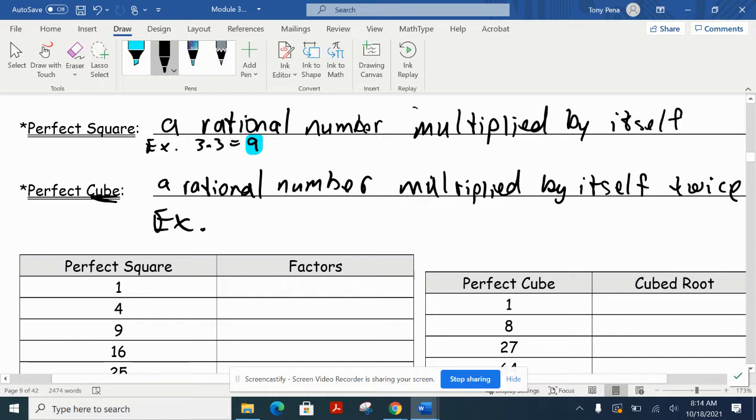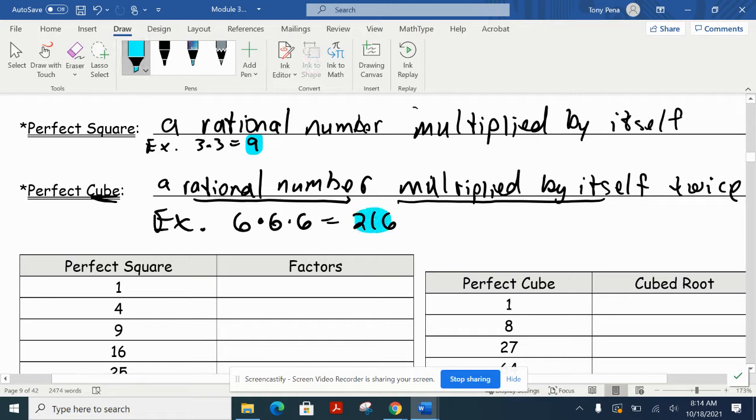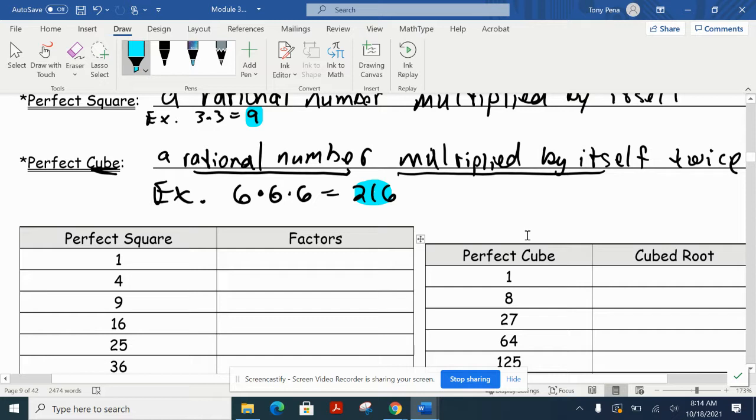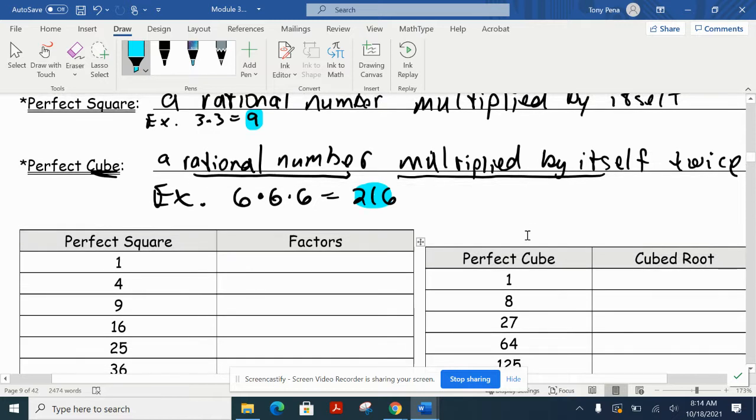All right, Caden, give me a rational number. Keep it small. Do 6. So if I did 6, that's my rational number. And if I multiplied that by itself 2 more times, ultimately that means we have 3 of them. So 6 times 6 times 6, I think that's 216, hopefully. That 216 then is a perfect cube. All right, I think I actually have it down. Yeah, it is 216. All right, so that's our perfect square. That is our perfect cube.